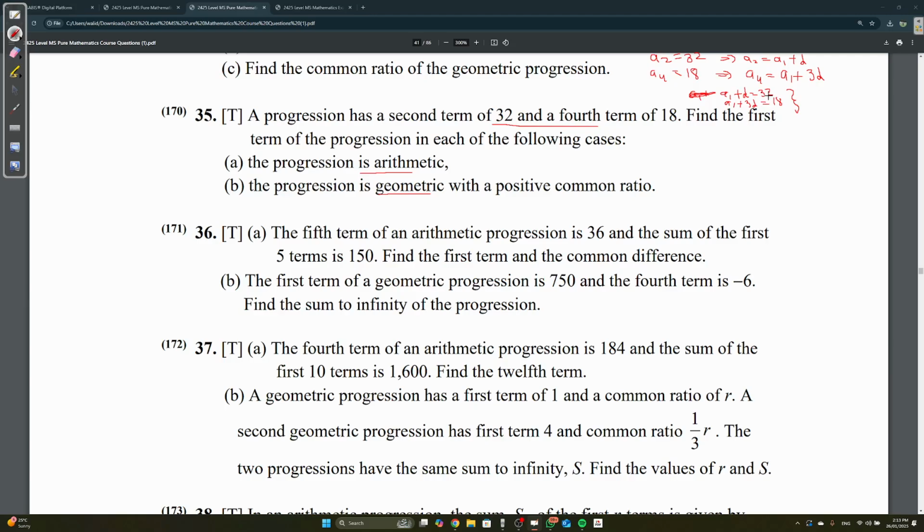We have a system of equations that you can easily solve. If you want, you can subtract the first one from the second one. You can take d to the other side. You can get a1 is equal to 32 minus d and substitute over here to find a1. So 32 minus d plus 3d is equal to 18. Minus d plus 3d is 2d, so 32 plus 2d is equal to 18. So you're going to get 2d is equal to 18 minus 32, what is it, 14 maybe? Negative 14. 2d is equal to negative 14. So d is equal to negative 7.